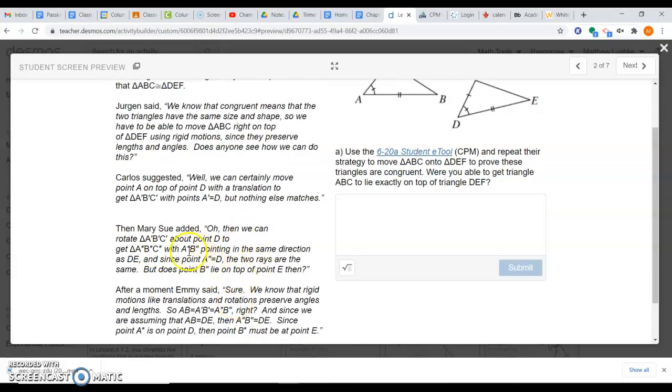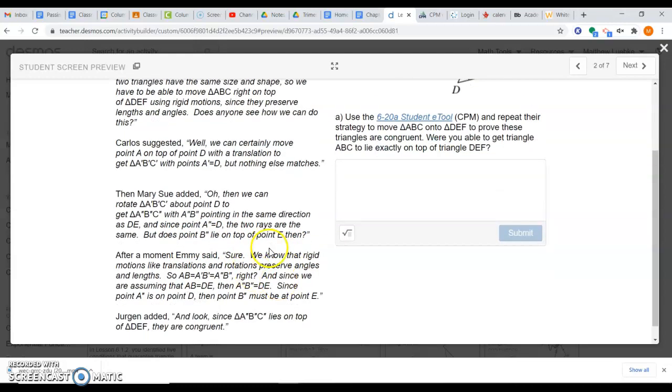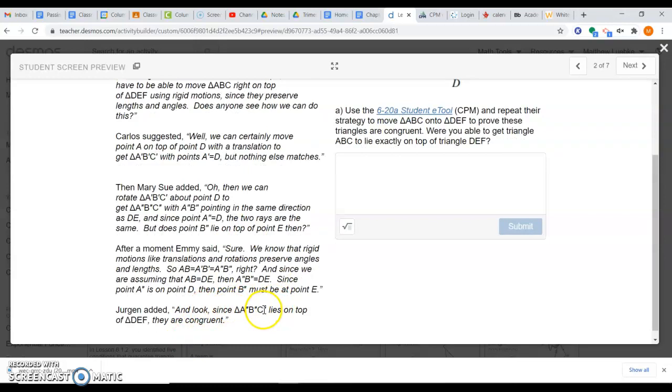Okay? Then we're saying that line AB needs to point in the same direction as DE. And then it asks, but does this point B double prime land on top of E? Well, Emmy said, sure, we know that rigid motions like translations and rotations preserve angles and lengths, so AB equals A prime B prime equals A double prime B double prime, right? And since we are assuming that AB equals DE, then A double prime B double prime should equal DE. And so really it should work out that after we perform these rigid transformations, A double prime, B double prime, C double prime should land right on top of the other triangle.